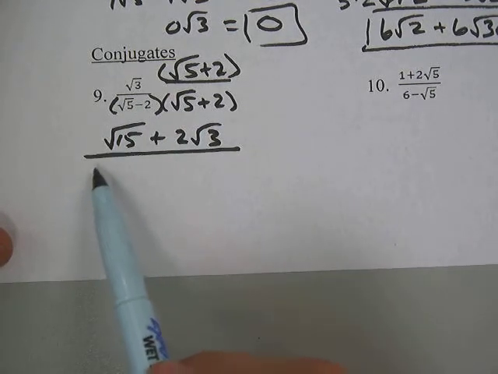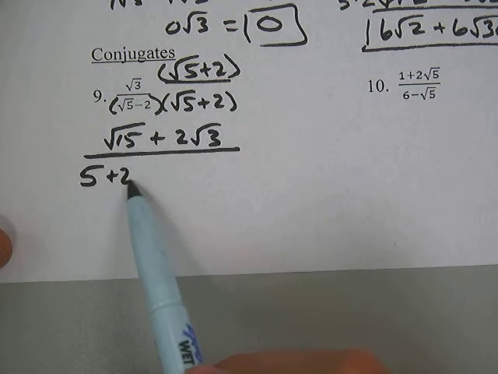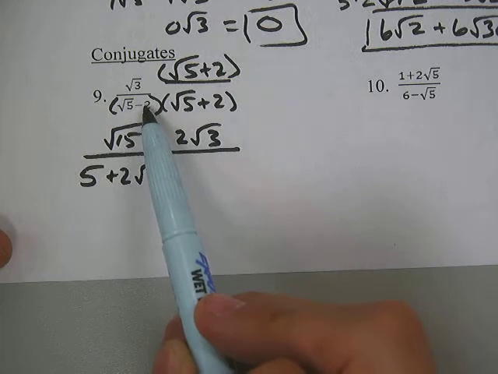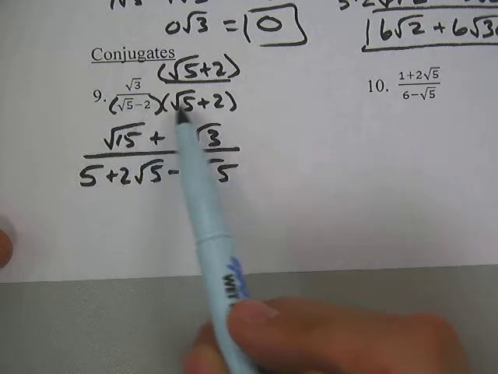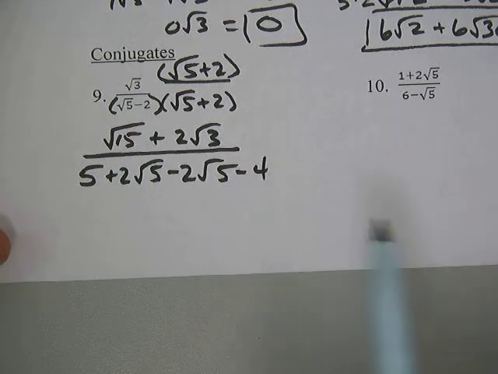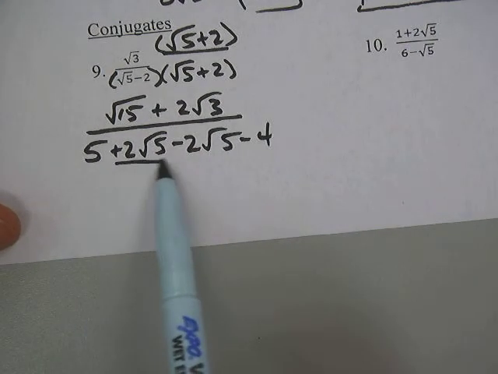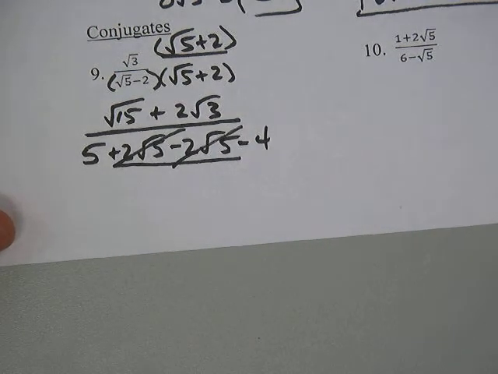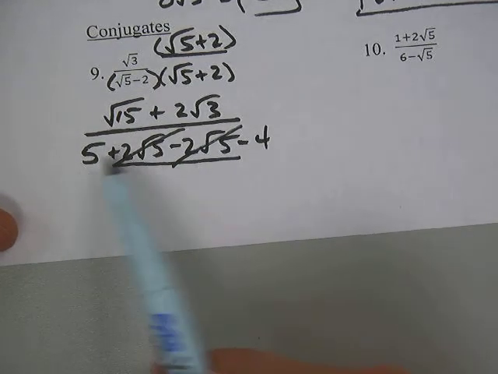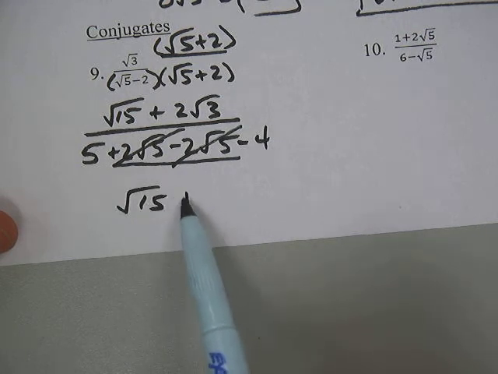Now that's helpful because let's go ahead and multiply the top. So if I distribute in, I get root 15 plus 2 root 3. And on the bottom, if I multiply root 5 times root 5, I get root 25, which is 5. Root 5 times 2 is 2 root 5. Negative 2 times root 5 is negative 2 root 5. And then negative 2 times 2 is negative 4.